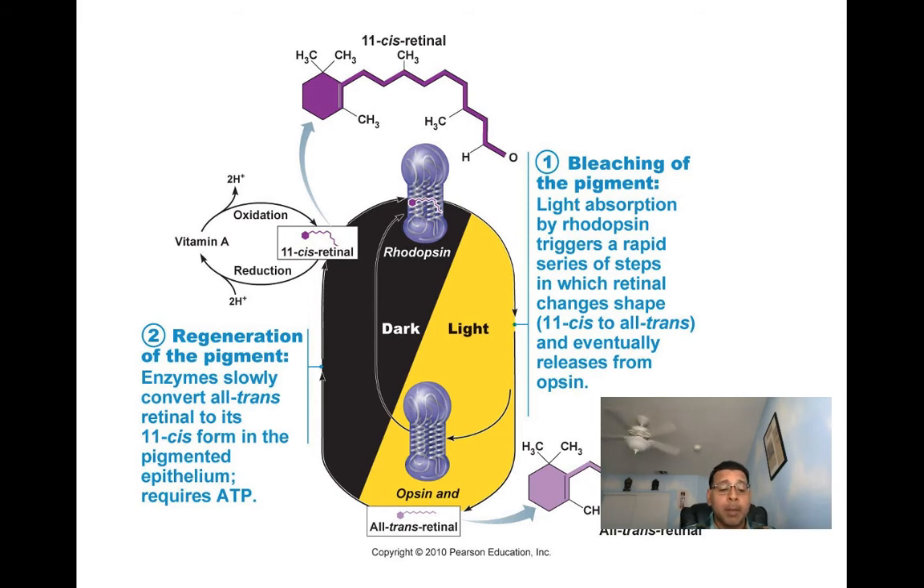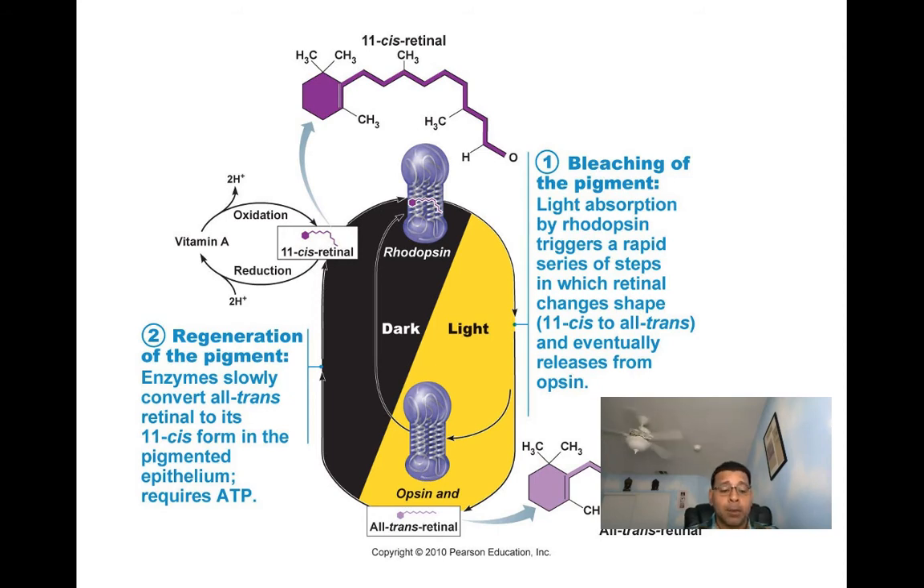Next, let's talk about pigment bleaching. When rhodopsin absorbs light, it changes shape and becomes all-trans retinol. Light absorption by rhodopsin triggers a rapid series of steps in which retinol changes shape and eventually releases from opsin, as we can see right down inside of here.